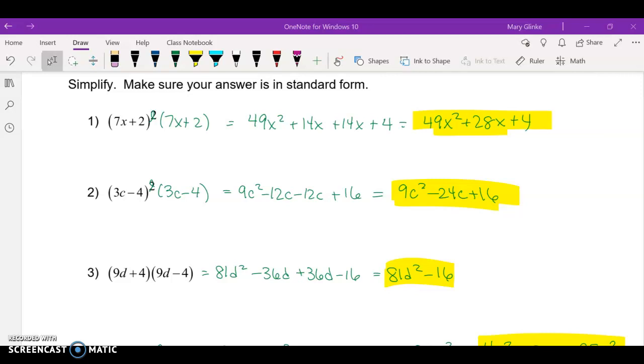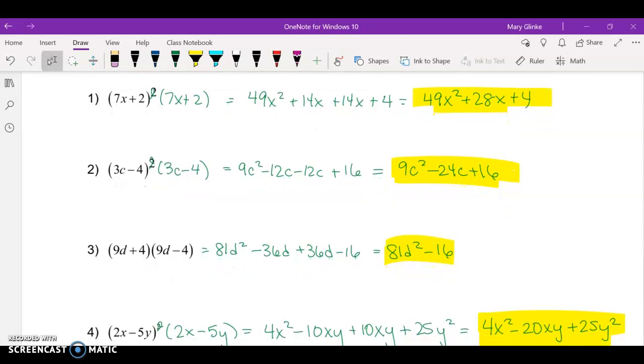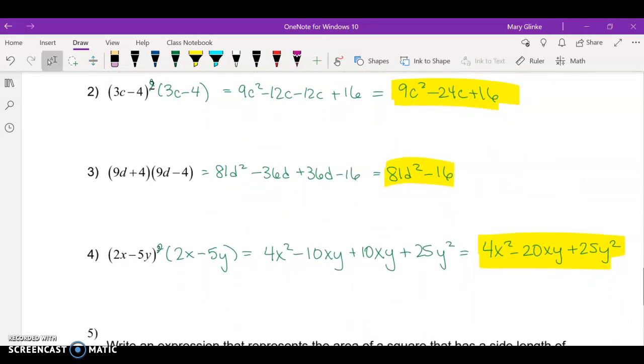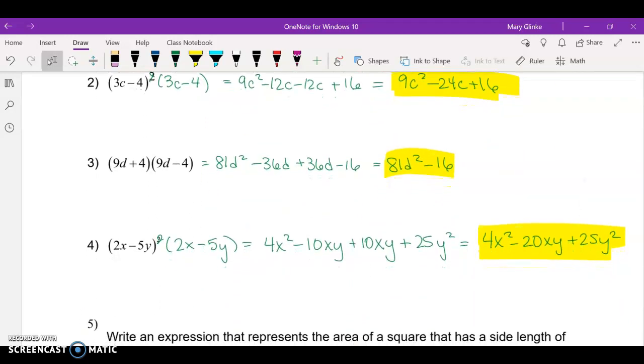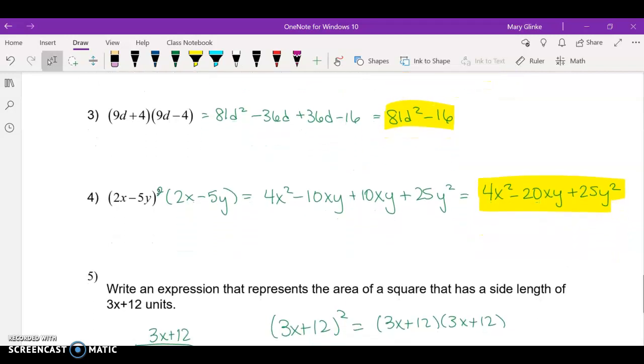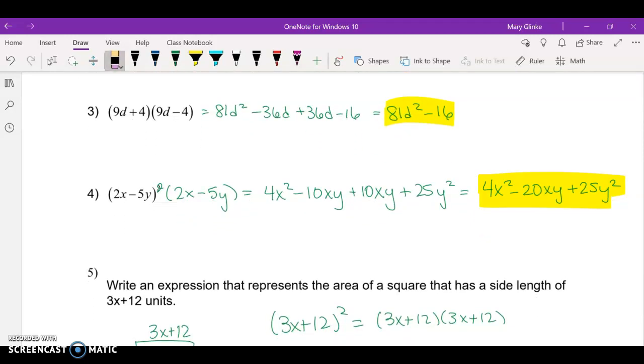Number 1, we should end up with 49x squared plus 28x plus 4. Number 2, same idea, you write it twice and distribute to get 9c squared minus 24c plus 16. Number 3, your middle two terms undo each other, they cancel out. You get 81d squared minus 16. Number 4 was a weird one because your middle two terms here are both xy. So when you combine them together, you get a negative 20xy.